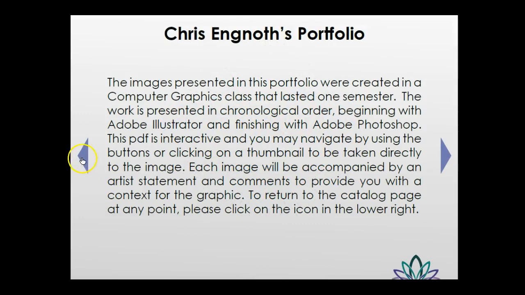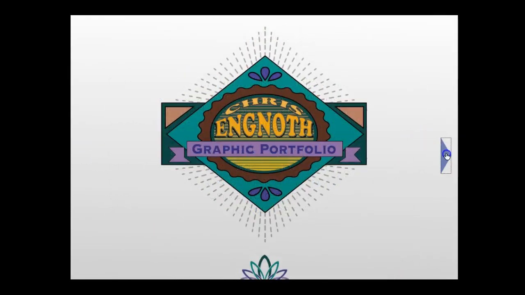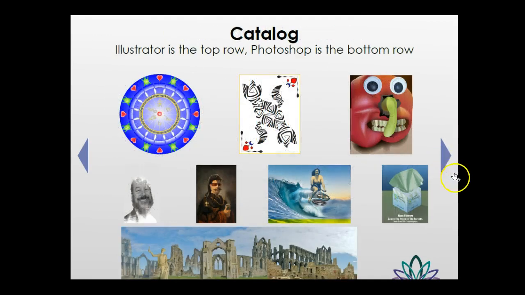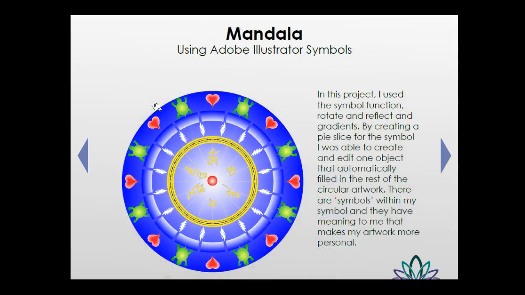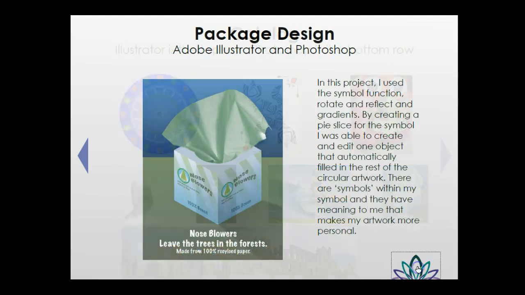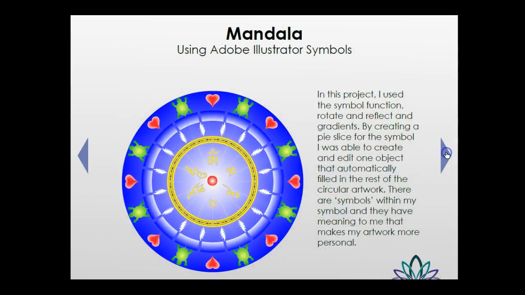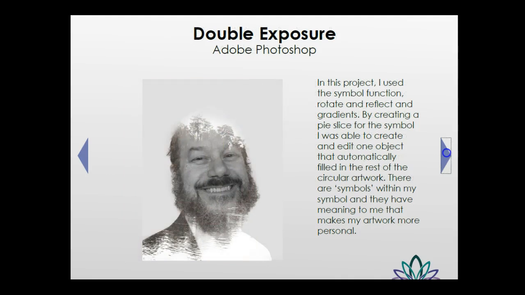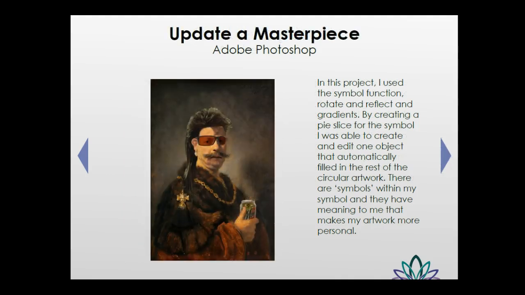I've got interactive buttons that are able to help me navigate, and you'll notice I've even got a page transition where it's fading in and out, okay? So here's my catalog page. If I click on an image, it will take me right to that. If I want to, I can go back to the catalog page at any point because I've built in this navigation here, or I can navigate through this way. Okay, so this is going to be a really nice feature.